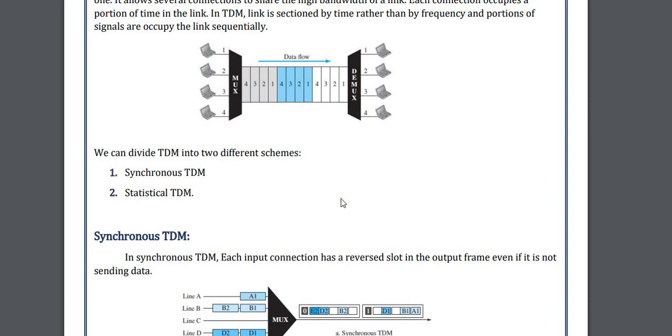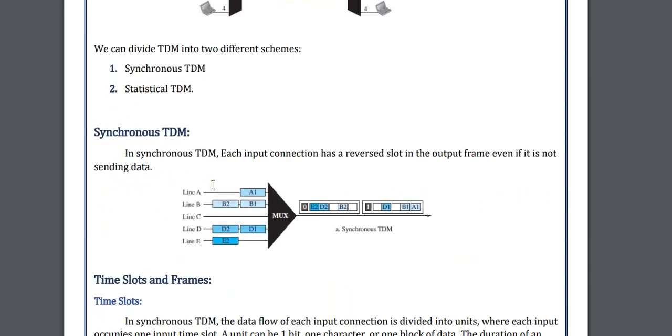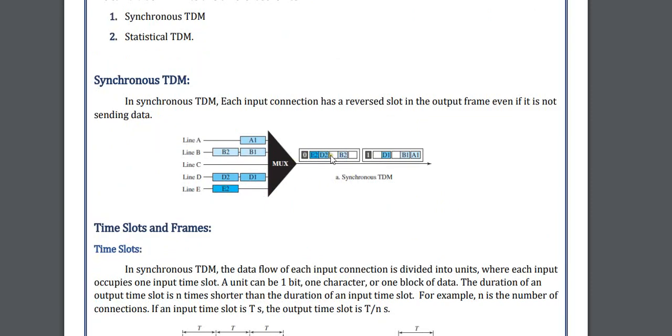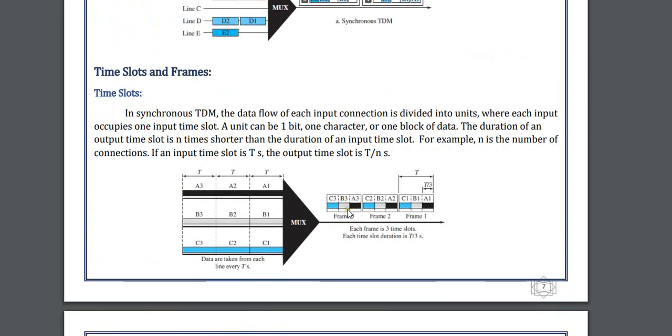TDM has two different types: synchronous TDM and statistical TDM. In synchronous TDM, it continuously sends data which is divided into packets, and when a time slot is generated, it will generate frames by time. Here we have frames where we have A, B and C, all the components sorted by the time slots. Here it is for time 1, time 2 and time 3.